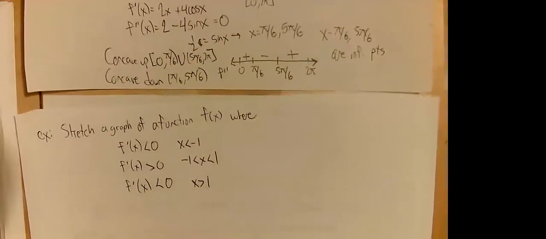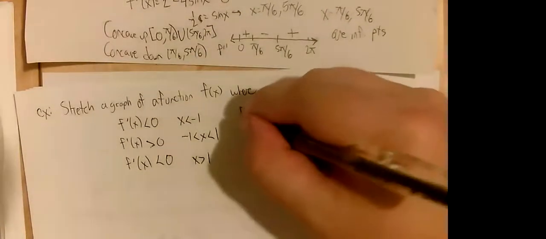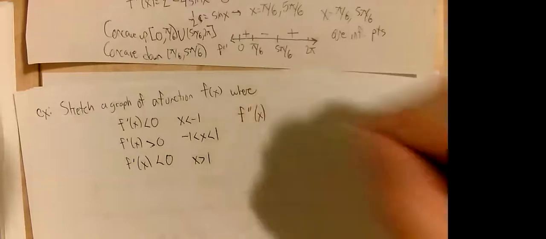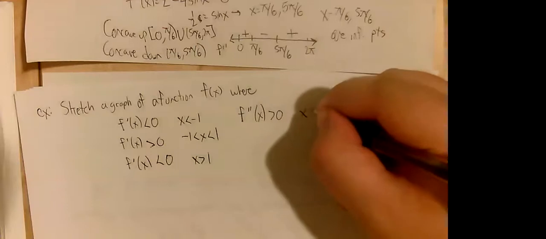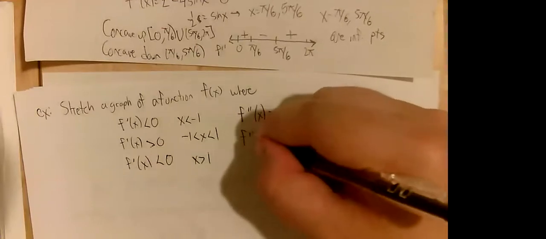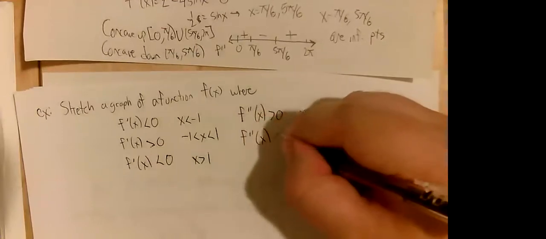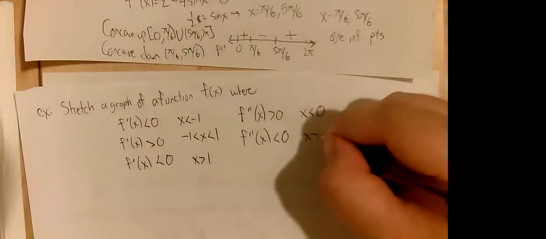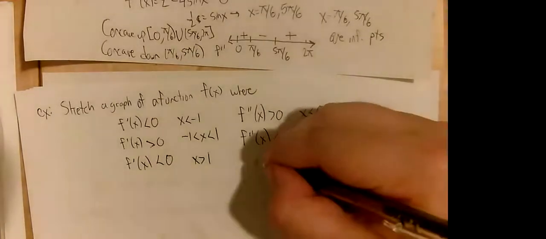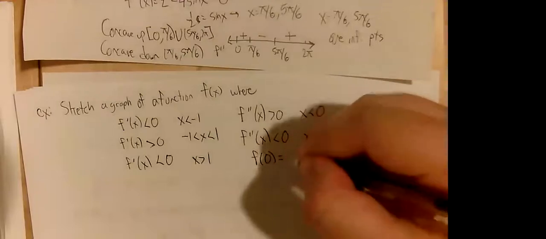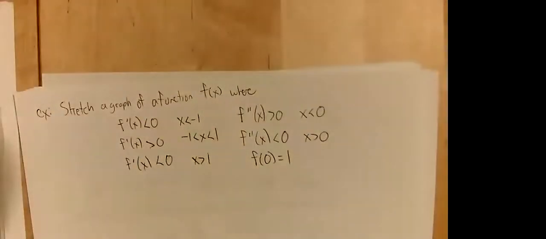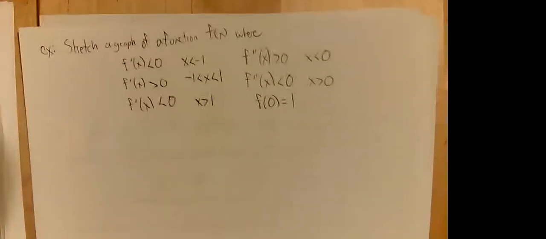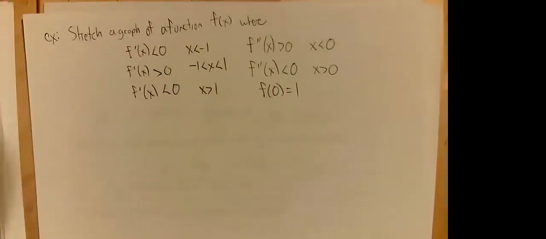All right. The next piece of information we're going to have is about f double prime. F double prime will be positive when x is negative, and we have the reverse situation here. F double prime will be negative when x is positive. And then finally, we only know one thing about the function itself. We know that f of 0 has got to be 1. All right, so this is all of our given information. We have these 6 pieces of information. So let's see if we can draw a graph based on this.